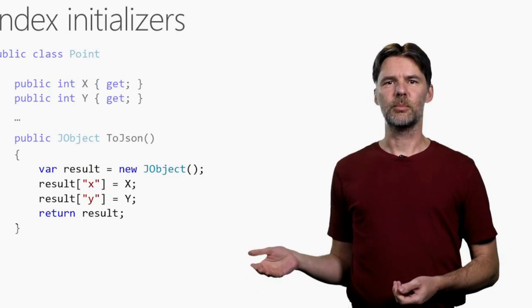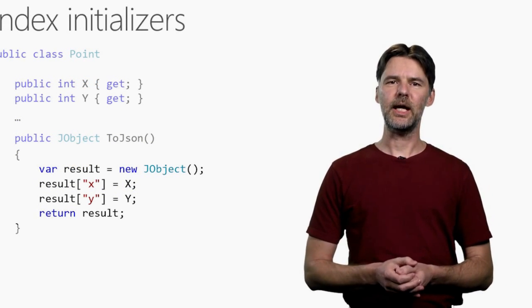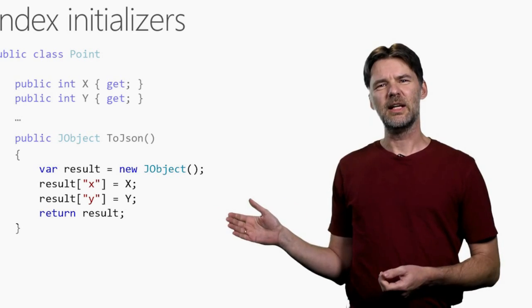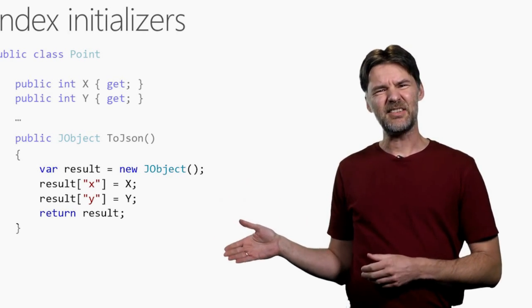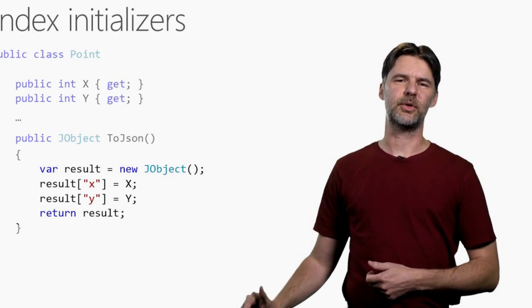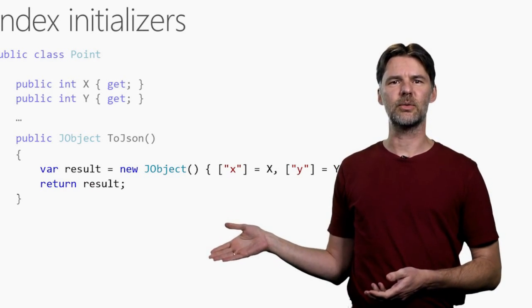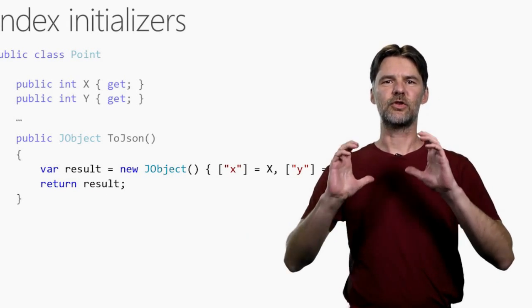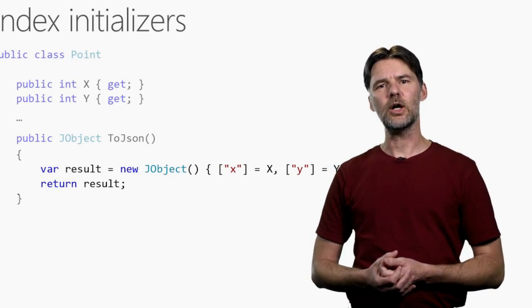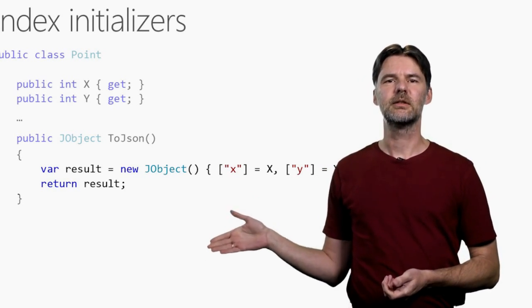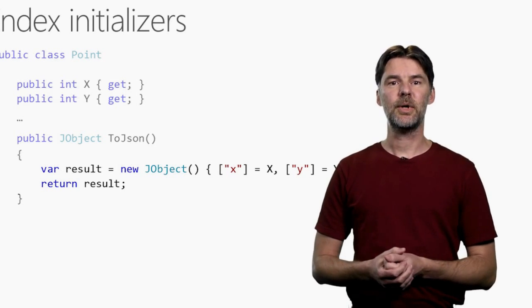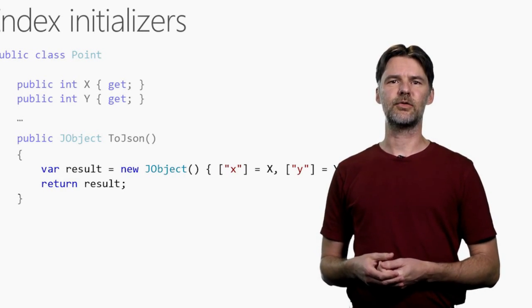Here's a method to turn points into JSON objects. Today, you can initialize properties in an object initializer, but index setters like these still have to be assigned in separate statements. Now, we're extending object initializers to let you assign to indices inside them, with the obvious square bracket syntax here. So the J object can be initialized declaratively in one expression. That, by the way, leads to a cascading effect of simplification.